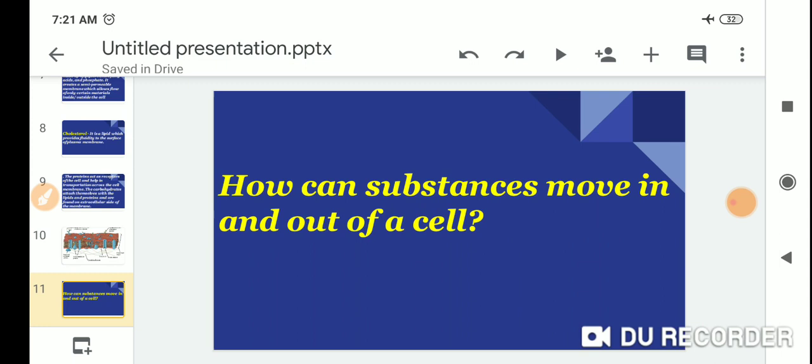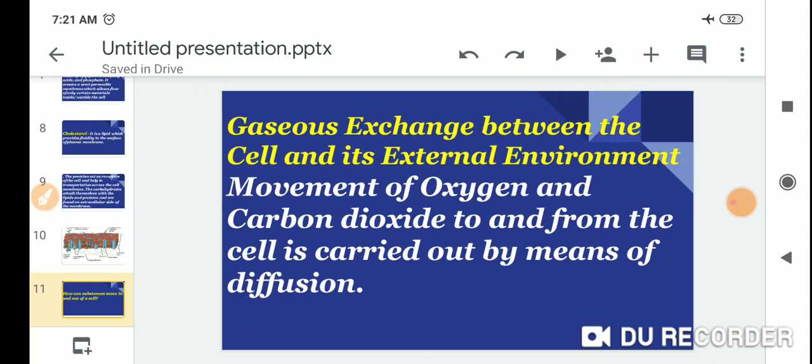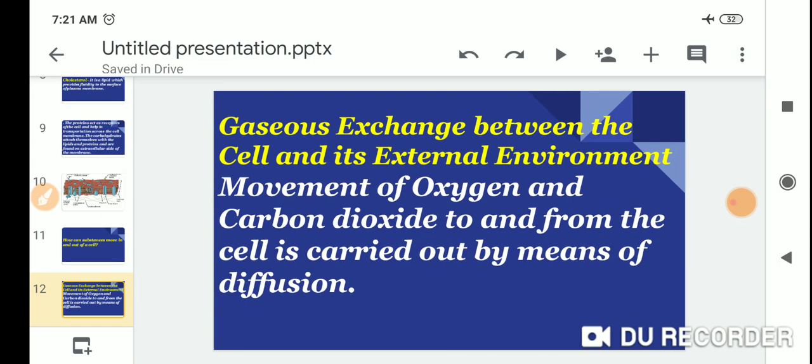How can substances move in and out of a cell? Gas exchange between the cell and its external environment: movement of oxygen and carbon dioxide to and from the cell is carried out by means of diffusion.